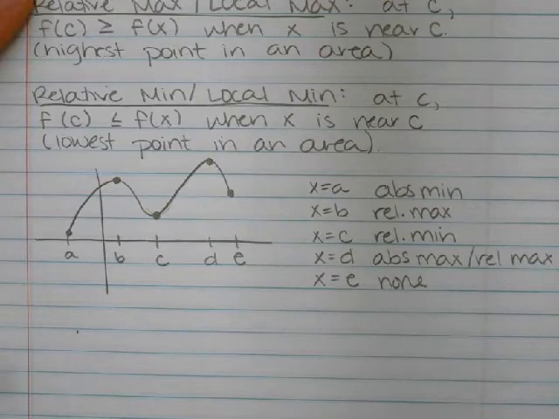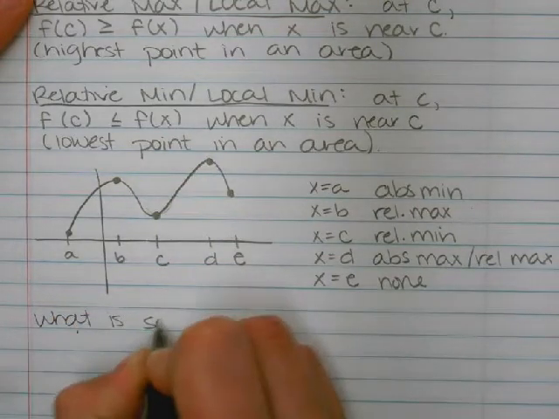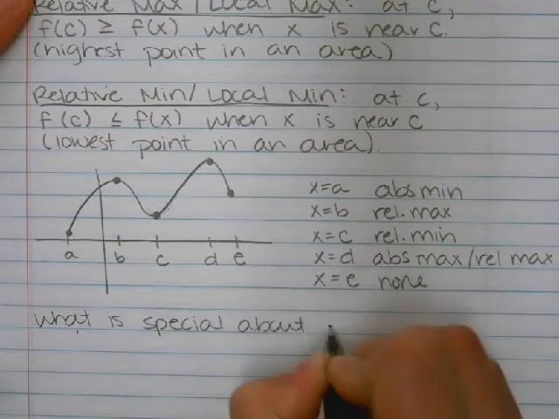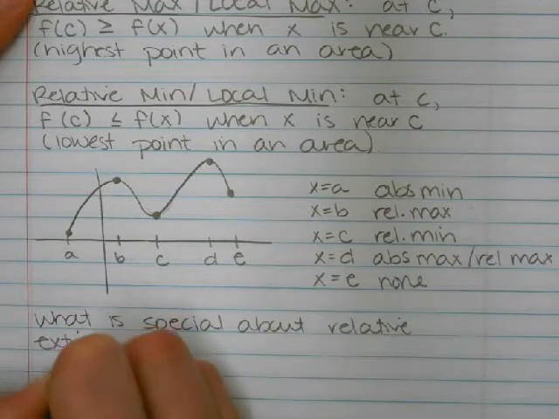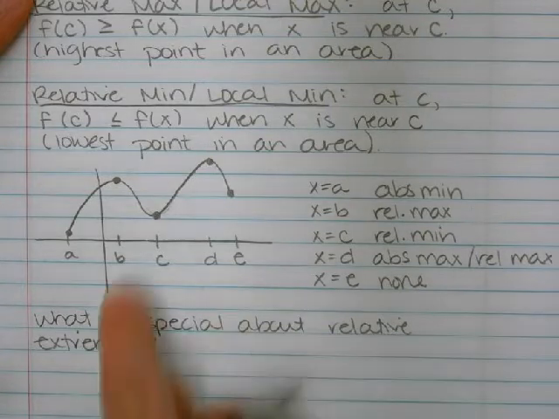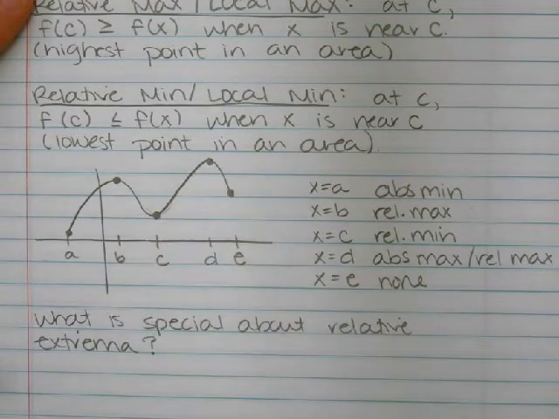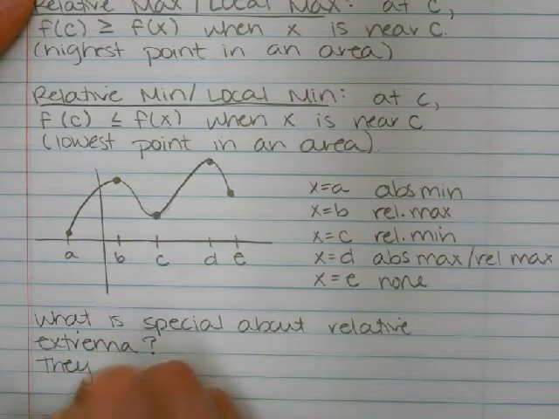All right, so what is special about relative extrema? Relative extrema is like right here and right here and right there. And what's special about them is they have horizontal tangent lines.